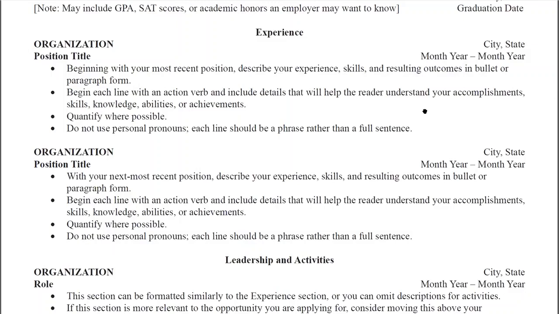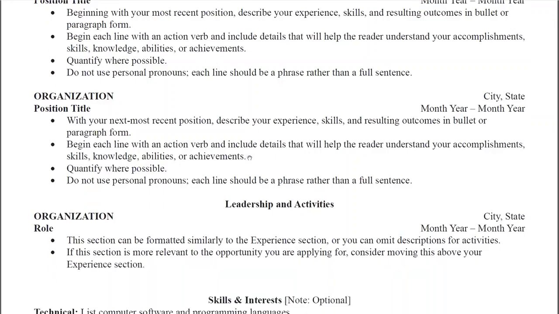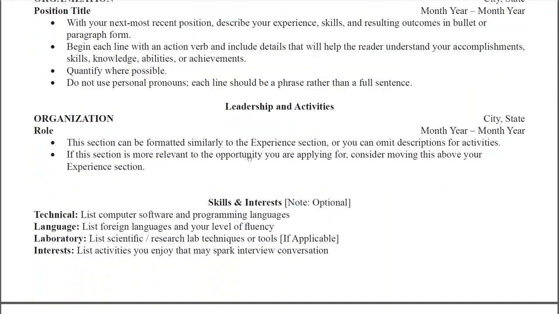Do not use personal pronouns. Each line should be a phrase rather than a full sentence. So this is also important, because sometimes we start writing sentences and the whole space gets occupied. So we need to be careful. We need to be brief as well as to the point. So in the same way, we are going to mention any 1, 2, or 3 organizations you have worked for, and what experience you have, abilities and knowledge you have got from working for the organization.